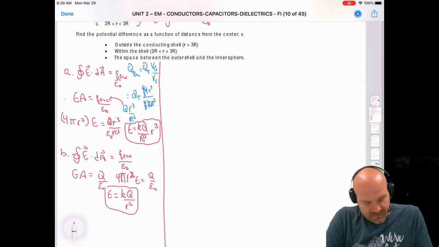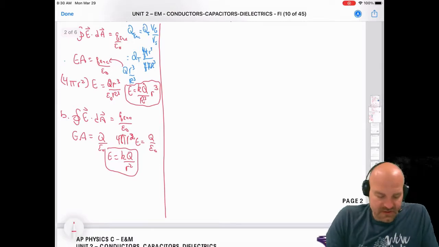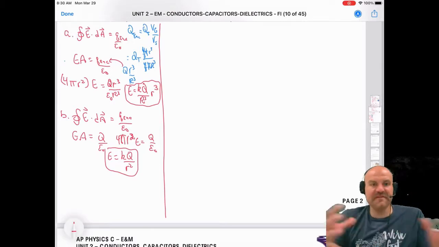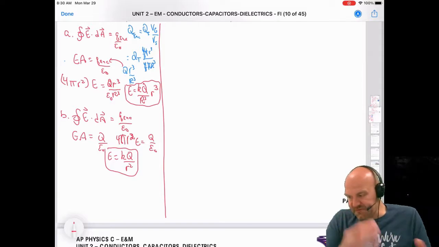And this would be, we'll call it little r, because that's what they're using. So the reason this is KQ over r squared is because it's a conducting sphere, right? It's a charged sphere. That's how it's a point charge. So that's how you think about it.